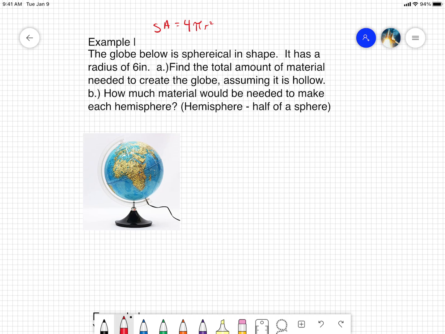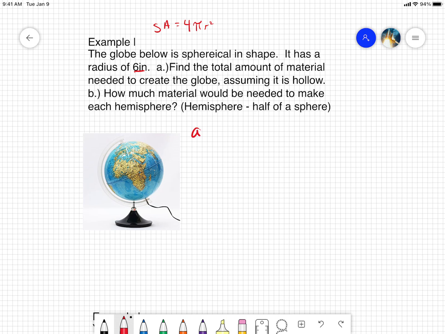Okay. So the globe below is spherical in shape. It has a radius of 6 inches. We're going to do this in 2 parts. We want to find the total amount of material needed to create the globe, assuming it is hollow. And then we want to know how much material would be needed to make each hemisphere. And we'll talk about that in a second.